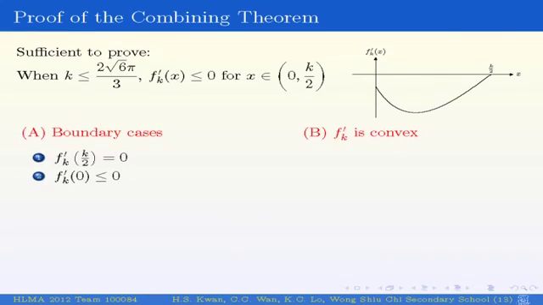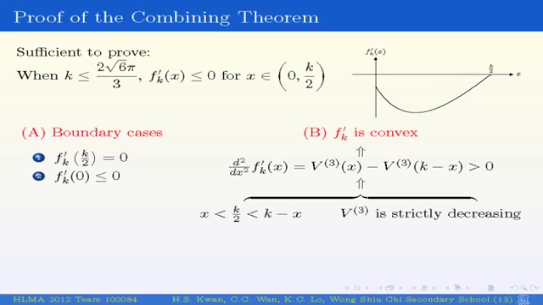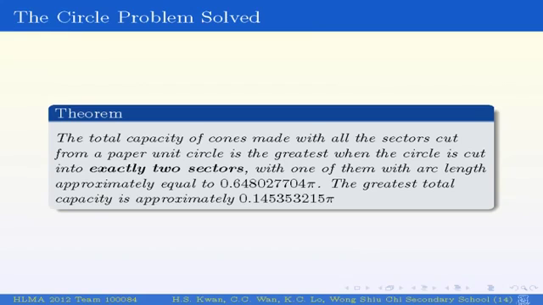Then we'll prove that Fk dash is indeed convex. This will require us to check whether the second derivative of Fk dash is positive. But we can show that the third derivative of V is strictly decreasing, because the fourth derivative of V is always negative. And now we have completed our proof. And the two cone problem and the general problem have been solved. That is, two cones are the best.